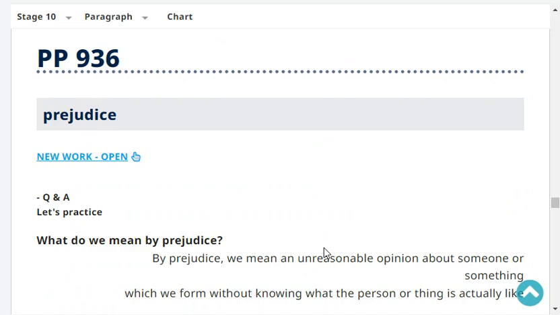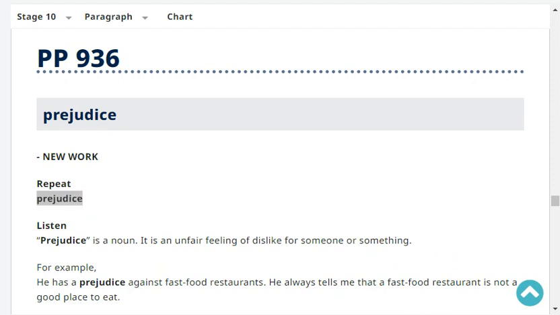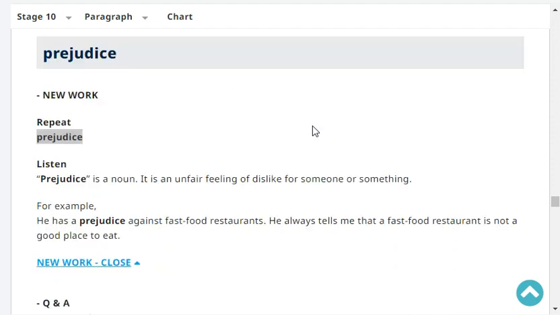Very good, very fast. Let's have new words. Okay, so first word, repeat. Prejudice. Very good.